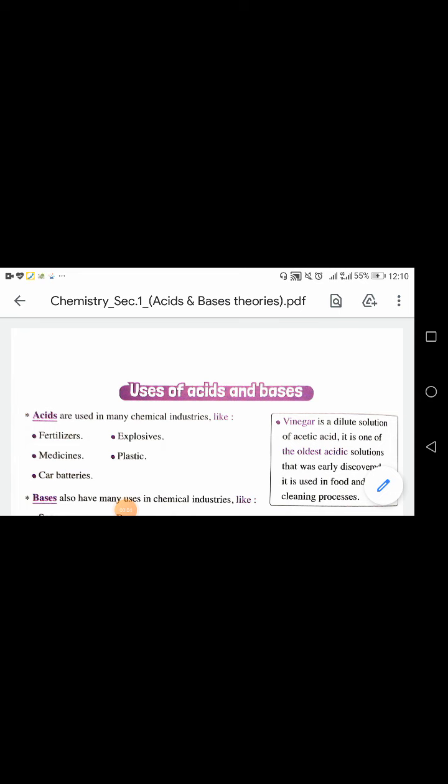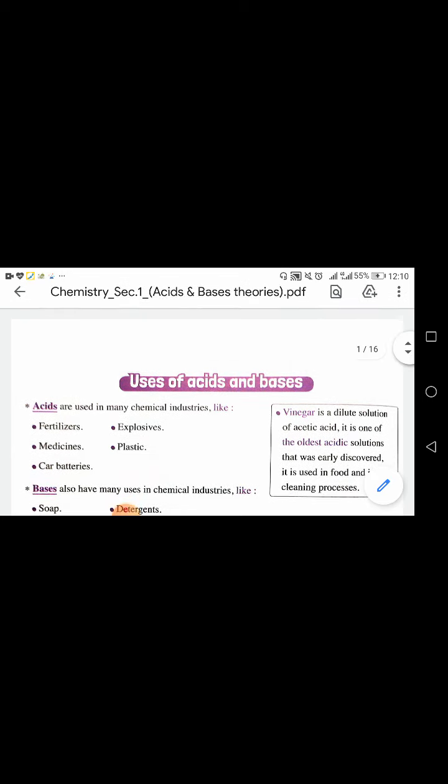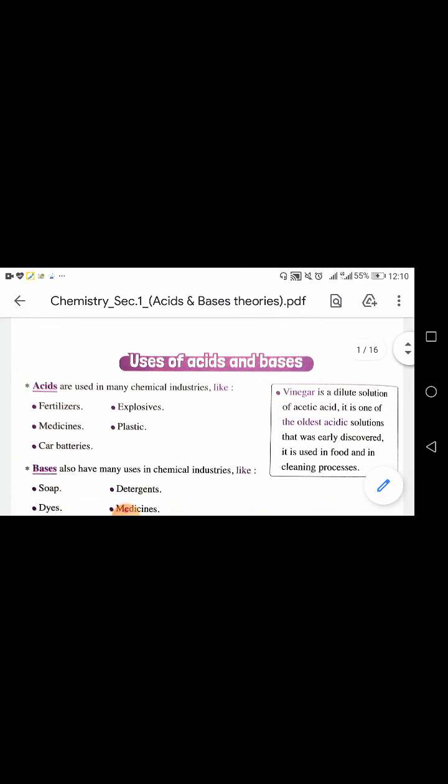Today we discuss a new lesson in Unit 3 for Secondary 1, first term. This lesson talks about acids and bases, their main properties and their definitions. Firstly, acids and bases are widely used in our life. Acids can be used in fertilizers, explosives, medicines, plastic, car batteries.